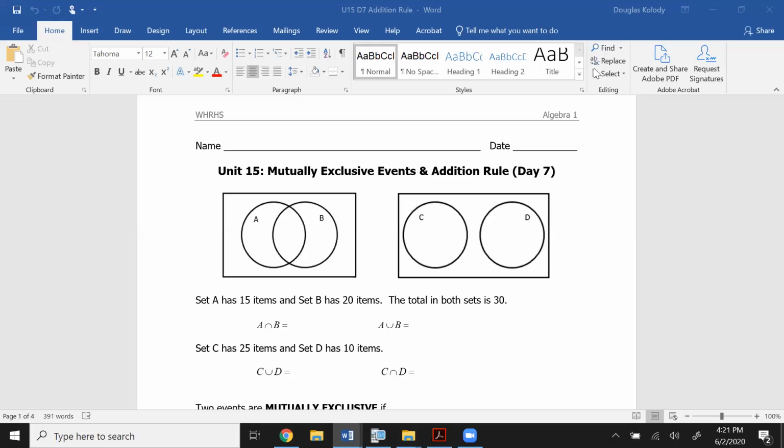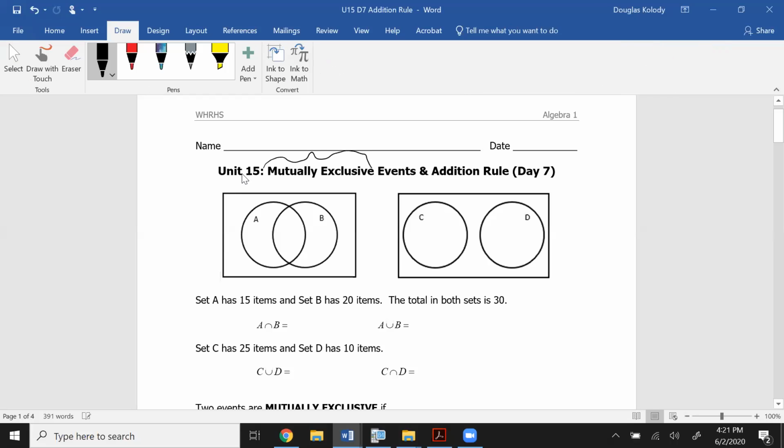Good morning. Today, we're going to continue with probability. We're going to talk about something called mutually exclusive, or another name for mutually exclusive is disjoint. We are going to talk about all those terms, disjoint events or mutually exclusive events, and something called the addition rule. So, set A has 15 items, set B has 20 items.